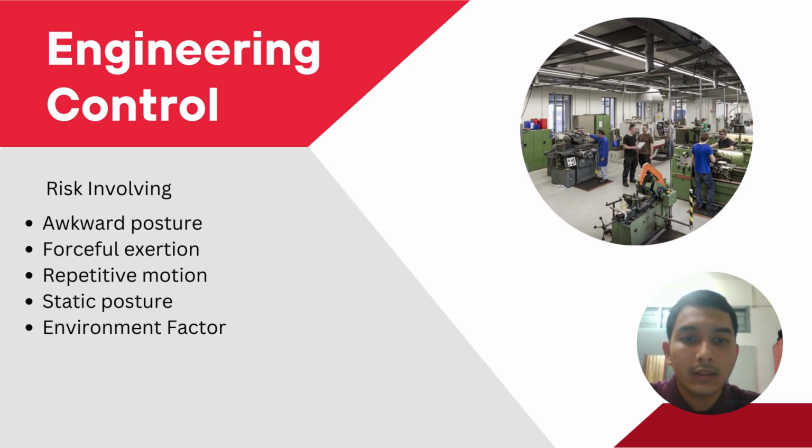The second one is tools and jigs. Various tools and jigs have been developed or modified to mitigate ergonomic risk, especially awkward posture. For example, an extended water jet nozzle or flexible nozzle reduces overreaching for the workers.